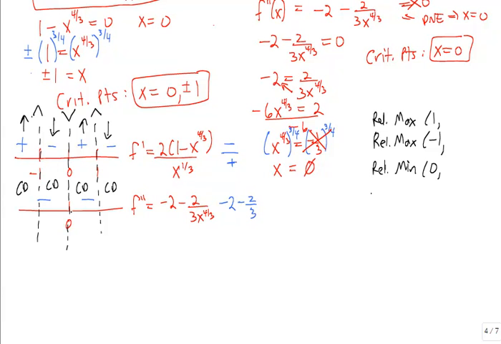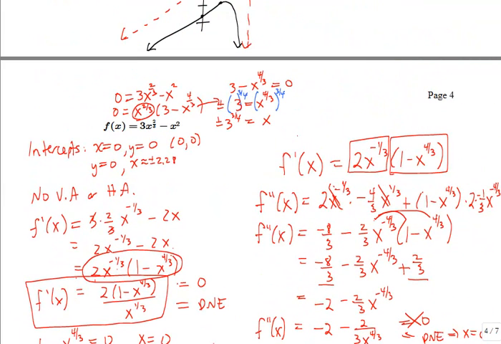So that is not a point of inflection because the signs stayed the same. They did not change. Okay? So I have these three relative extrema. To find these y values, we would just go back to our original function and plug in.